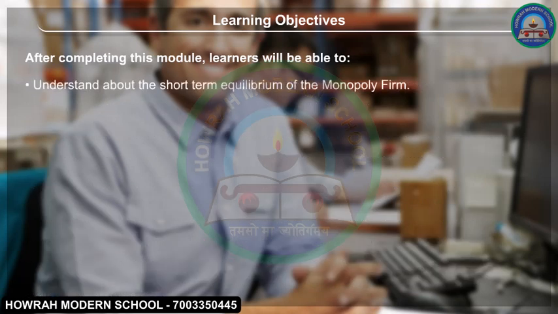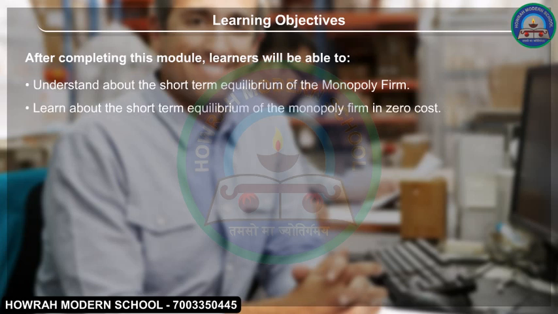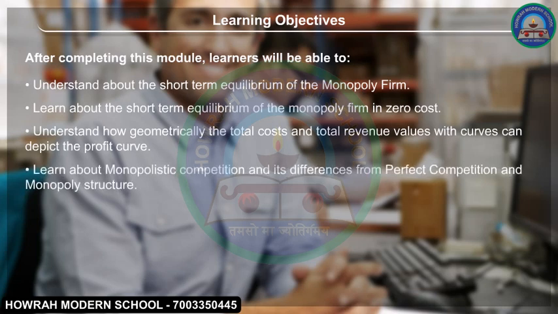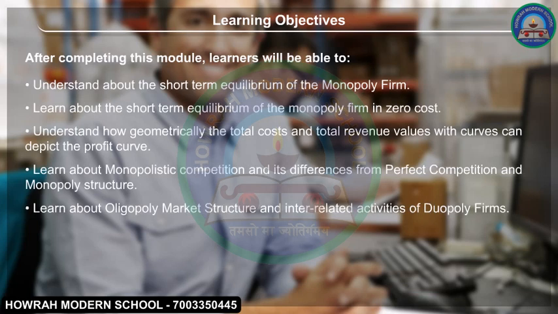Understand the short-term equilibrium of the monopoly firm. Learn about the short-term equilibrium of the monopoly firm in zero cost. Understand how geometrically the total cost and total revenue curves can depict the profit curve. Learn about monopolistic competition and its differences from perfect competition and monopoly structure. Learn about oligopoly market structure and the interrelated activities of duopoly firms.